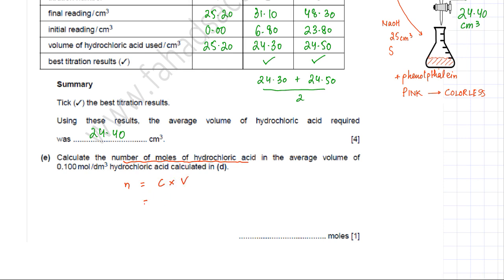The concentration is already given, it's 0.100, and the average volume that we have found is 24.40 cm³, but that should be in dm³. So I'm going to divide that by 1000, and I'm going to now calculate the value and find the number of moles of hydrochloric acid using my calculator. So the answer that I get is 2.44 × 10⁻³ moles.